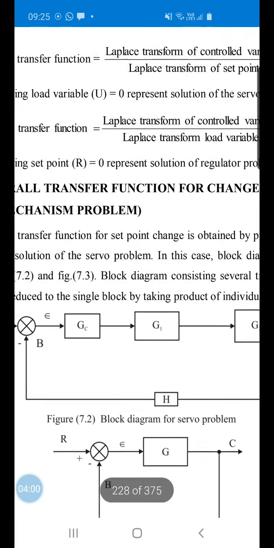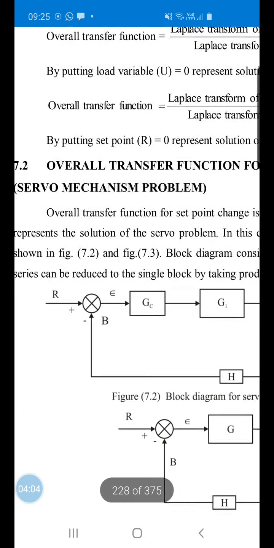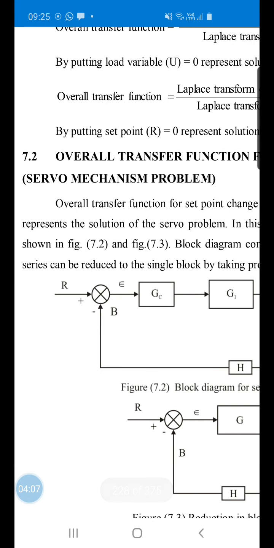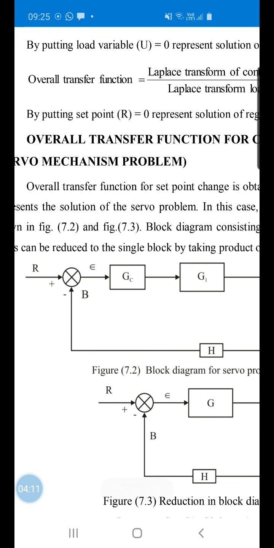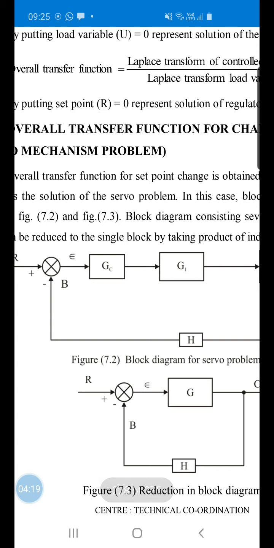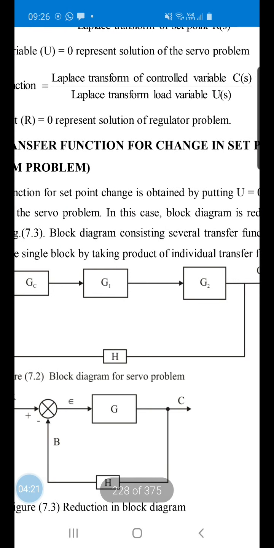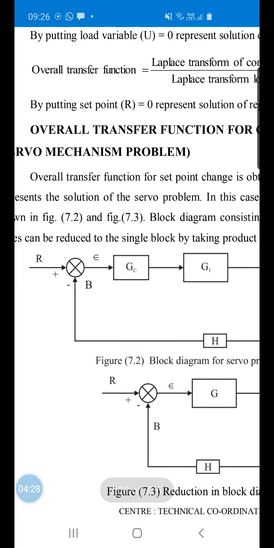Now we will discuss the overall transfer function for set point change. Set point change means the servo problem. Now we are going to reduce the block diagram and find the final overall transfer function. The overall transfer function for set point change is obtained by putting U equal to 0. We put U equal to 0 in the previous block diagram; then it represents the solution of the servo problem. In this case, the block diagram is reduced and shown in the following manner.